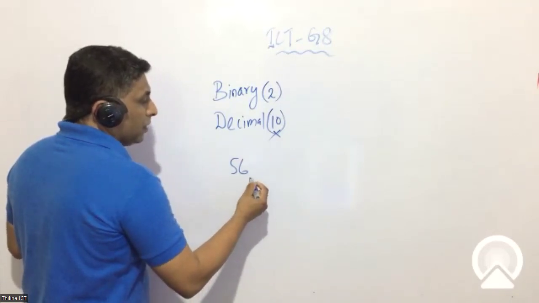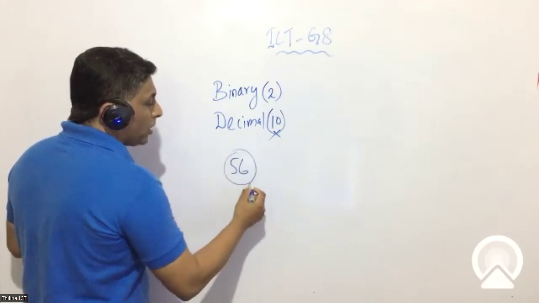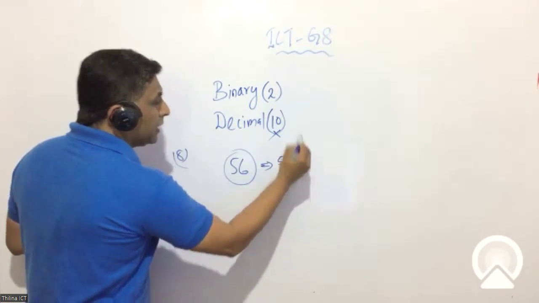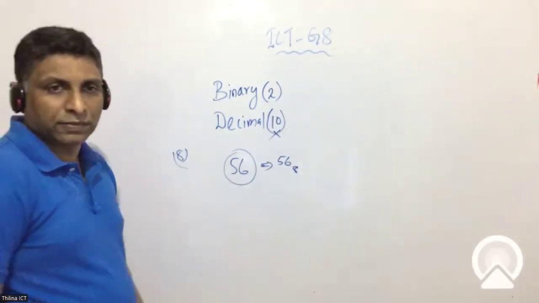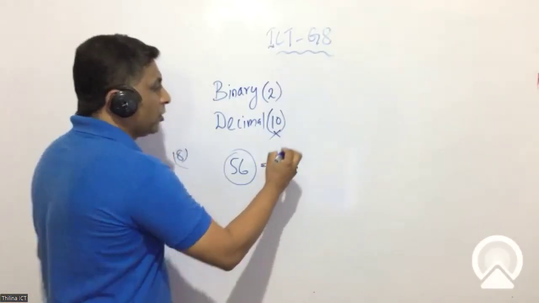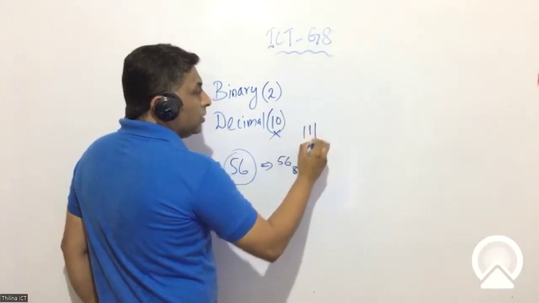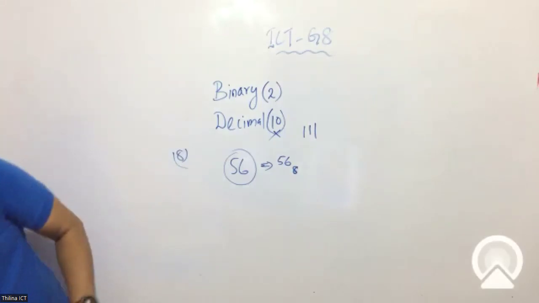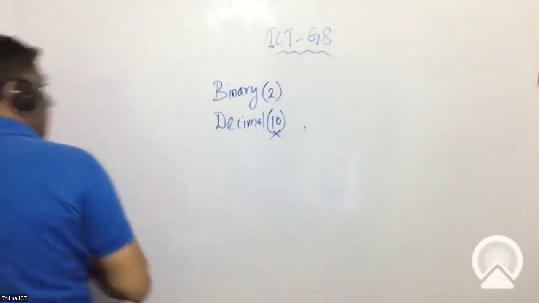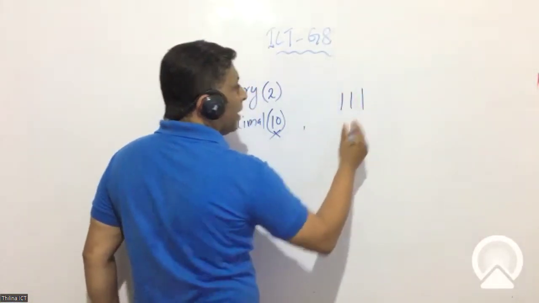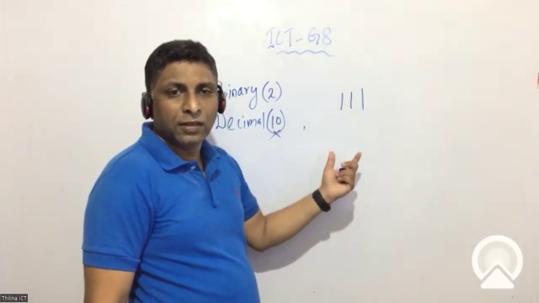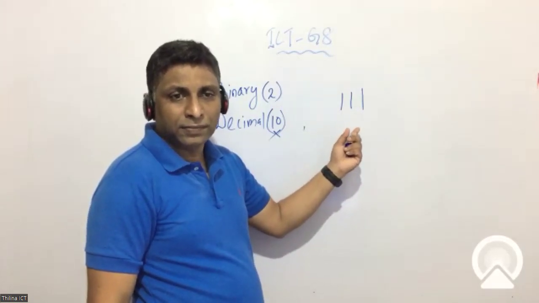But let's say we want to represent this number in octal format, that's base 8. So we need to represent this 56 as 56 to the base of 8. This is how we need to put the base. Let's see this example. If I simply say 111, and you don't put a base, what will happen? How will people understand this?